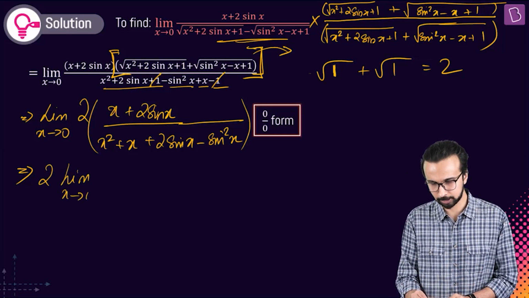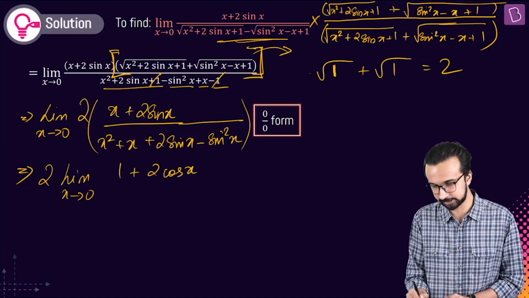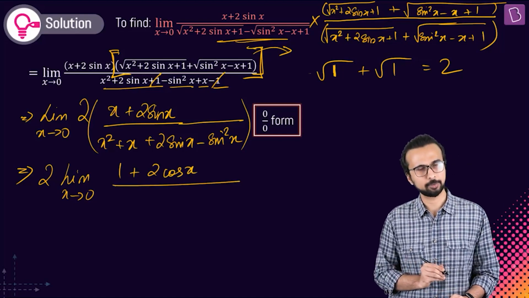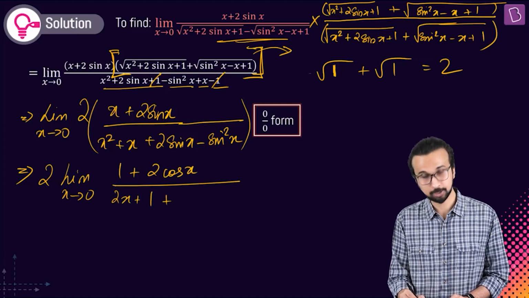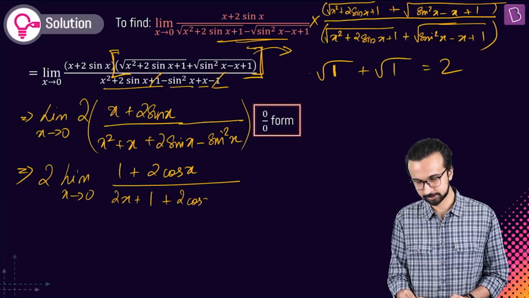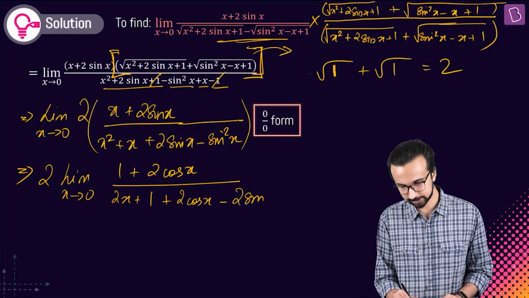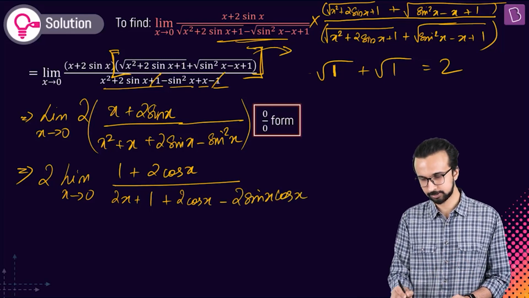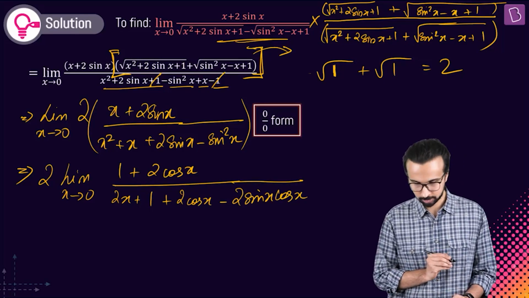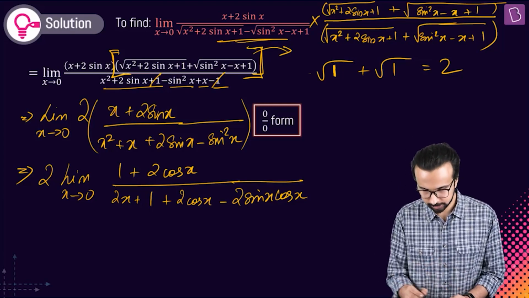Let's take care of the numerator now. Let's apply L'Hopital to the numerator. Numerator becomes 1 plus 2 cos x upon differentiation. And the denominator, guys, x square becomes 2x, x becomes 1, 2 sin x becomes 2 cos x. And minus sine square x becomes minus 2 sin x, and then you differentiate sin x and you get cos x. This is the chain rule. So here we have so much.